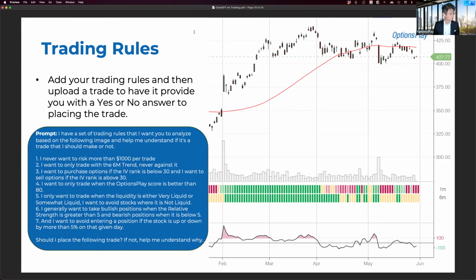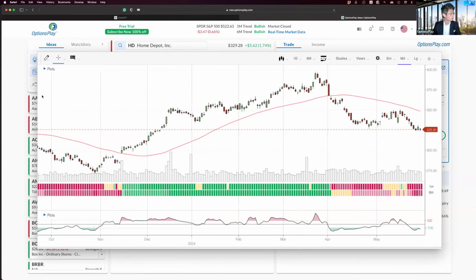The second thing I want to do is look at trading rules. What you want to do is think about what rules you should have in place for all of your trade entries and trade exits. So let's talk about trade entries first, right? Here's a prompt that I've built, and you can use this as a starting point or as a template.